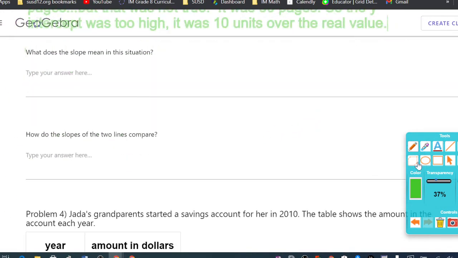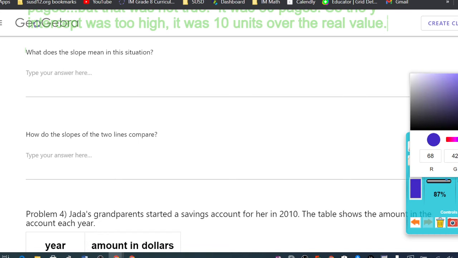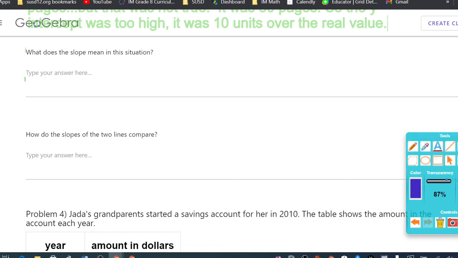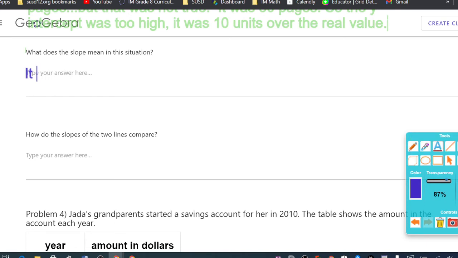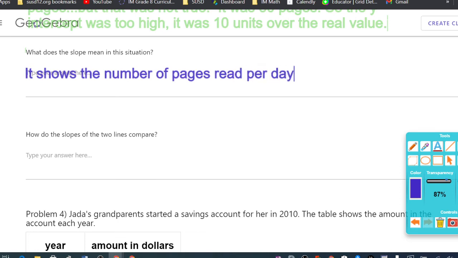Okay, let me type that in, and I'll help you. I'm your teacher, so go ahead and use my answer sometimes. Let me change my color, though. What does the slope mean in this situation? It shows the number of pages read per day. That's the slope of the line. It goes up 40 pages per day that it goes over.